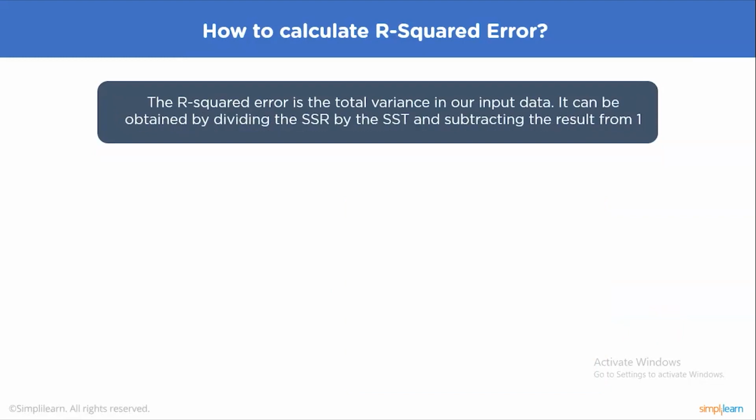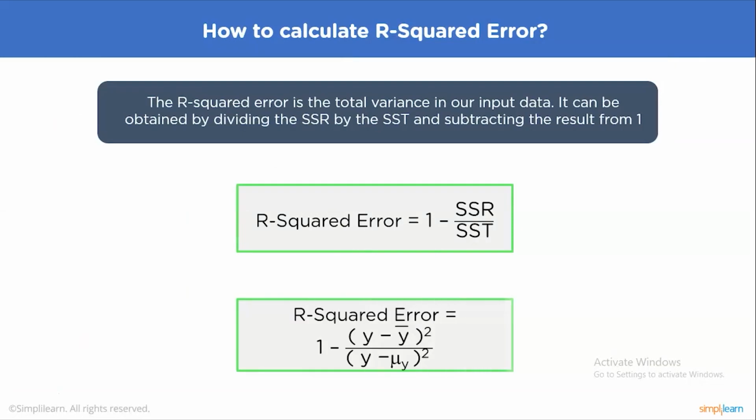Now the R squared error is the total variance in our input data. It can be obtained by dividing the SSR by the SST and subtracting the result from 1. So the R squared error becomes 1 minus the sum of our squared errors divided by the sum of the squared difference between our data points and the mean. Now this value gives us the variance, and this is why we can say that R squared is used to find the portion of variation in our data.